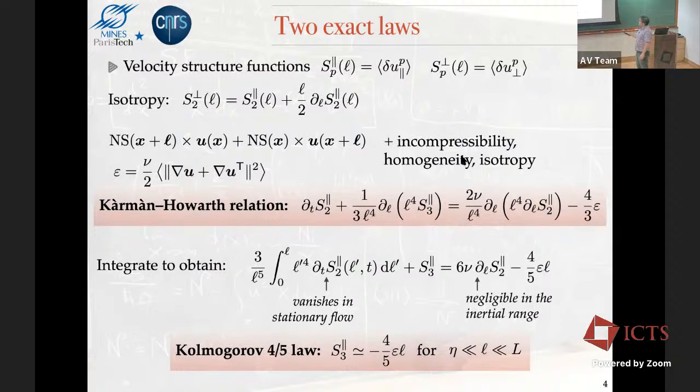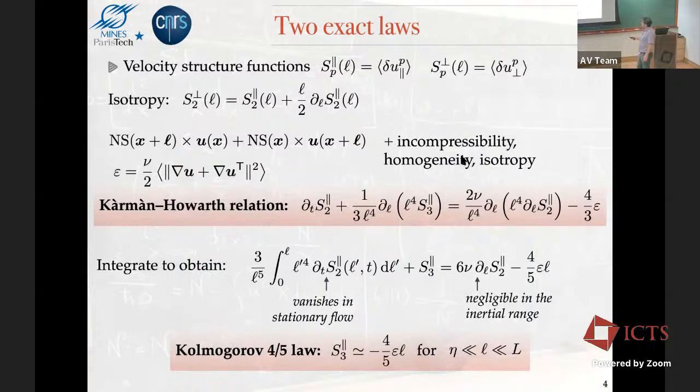So what you get is what is called the Karman-Howarth relationship. This Karman-Howarth relation is linking the second order structure function, the third order parallel, so longitudinal, structure function, and the dissipation. Okay, so this is an exact consequence of Karman-Howarth. Plus, in that case, you have to use also isotropy and homogeneity.